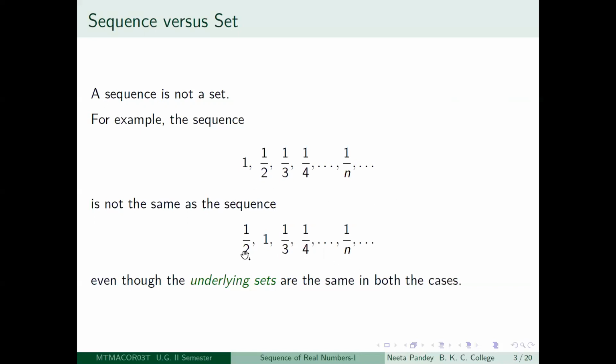sequence, if you look at the set, is going to consist of all 1 by n, such that n is a positive integer. That is the same in both the cases. So we call that set the underlying set. That is the set of all values which the sequence takes. So the values which this sequence takes and the values which this sequence takes are the same. So their underlying sets are the same. But this sequence is different from this sequence because here the first term is 1 and second term is half. Whereas here the first term is half and the second term is 1.